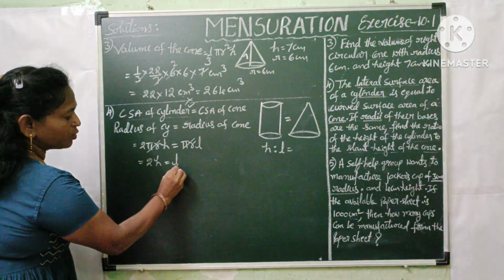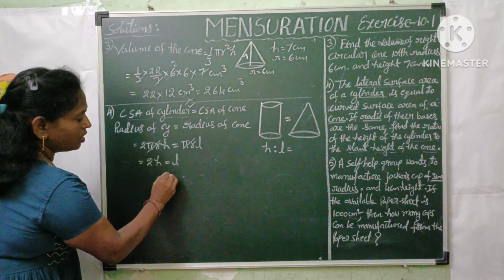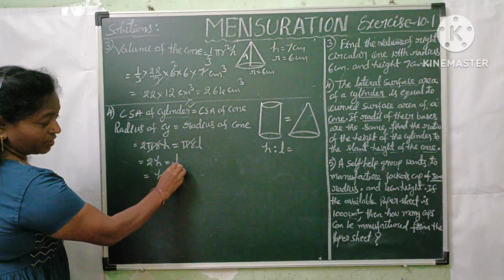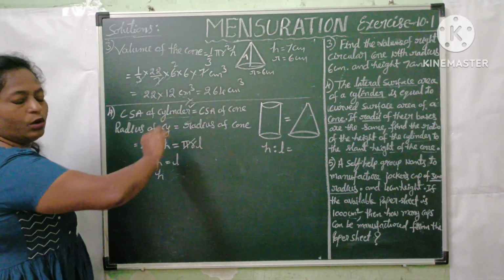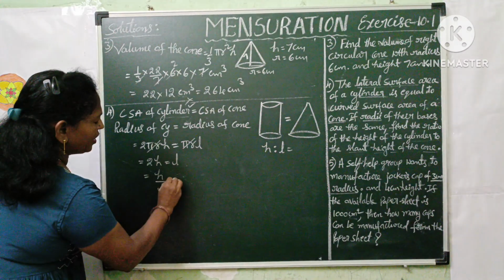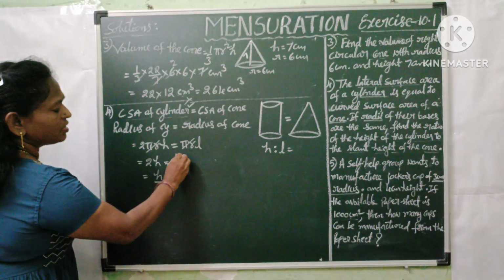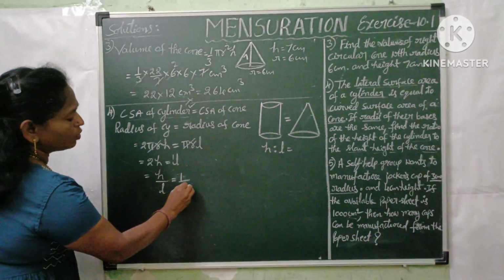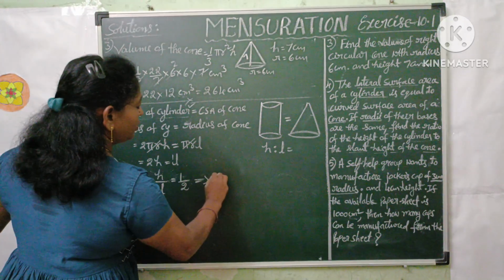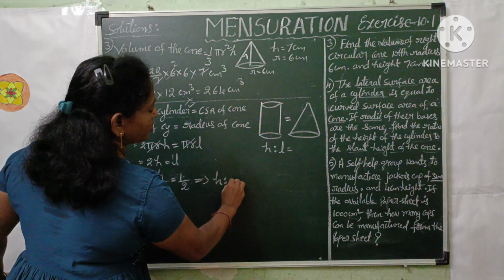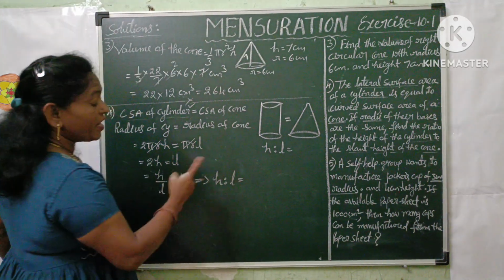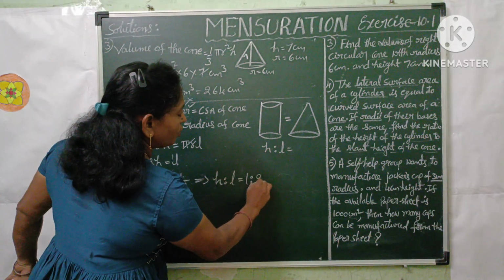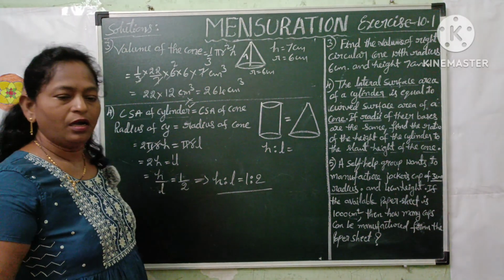So we have to transpose L from right to left and 2 from left to right. Then H by L equal to, L we are transposing, means 1 is left here, equal to 1 by 2. Transposing the 2 here, it becomes by. So the ratio of the height of the cylinder to the slant height of the cone is 1:2. This is what they are asking in the question. Next question.